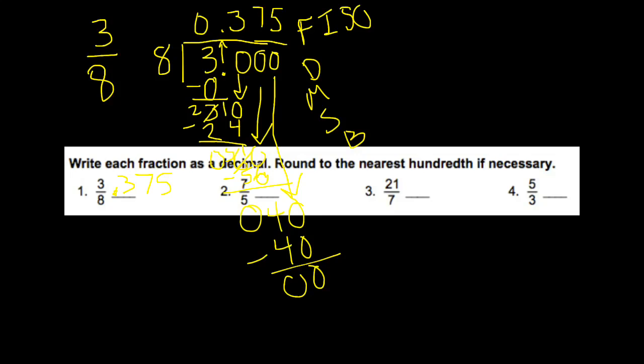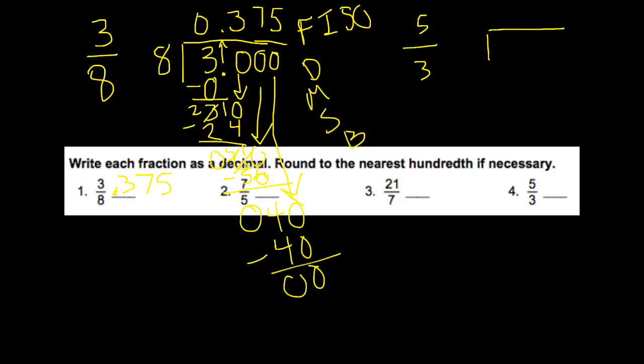Alright, we're going to do one more example. Let's try number 4, 5/3. So I want to change this improper fraction. It's improper because the numerator is larger than the denominator. I want to change it from an improper fraction to a decimal.